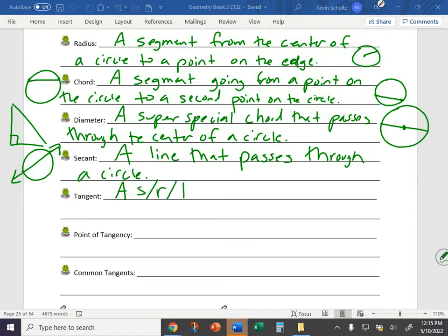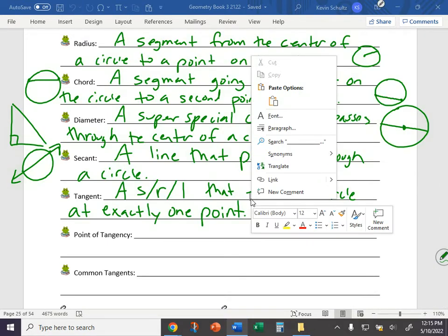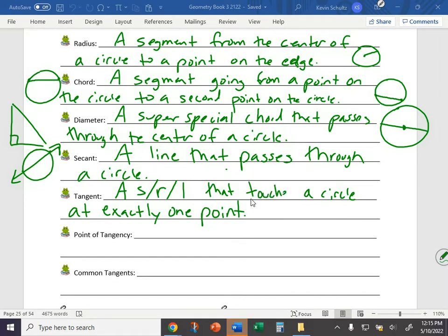So I'm using my SRL kind of an abbreviation here. Okay? A segment, ray, or line that touches a circle at exactly 1 point. Okay? A segment, ray, or line that touches a circle. I'll write that word a little bit neater. Oop, maybe I won't. Touches a circle at exactly 1 point.